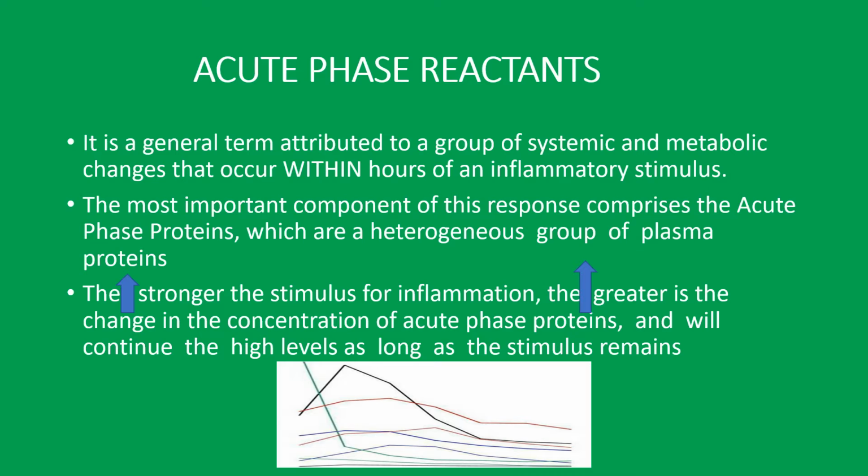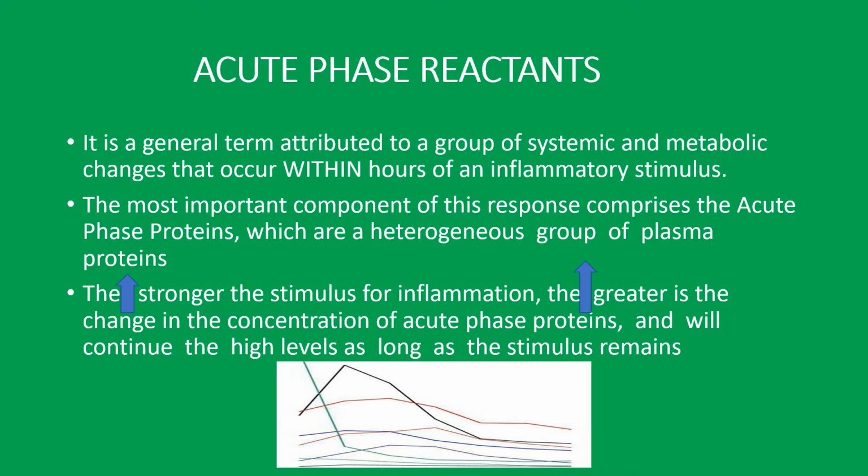So, acute phase reaction is the general term attributed to a group of systemic and metabolic changes that occur within hours of an inflammatory stimulus. The most important component of this response comprises the so-called acute phase proteins, or more commonly termed acute phase reactants, which are basically a heterogeneous group of plasma proteins.